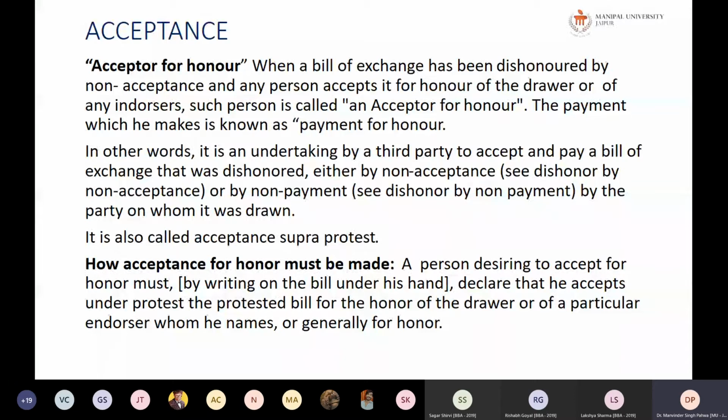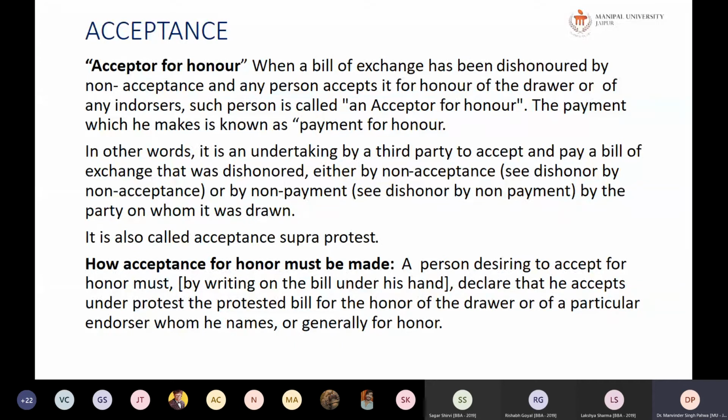Now how acceptance for honor may be made, this is also written. A person desiring to accept for honor must, by writing on the bill under his hand, declare that he accepts under protest the protested bill for the honor of the drawer or for a particular endorser whom he names, or generally for the honor. So it is normally for the honor. It is done to honor the bill so that the bill should not get dishonored.